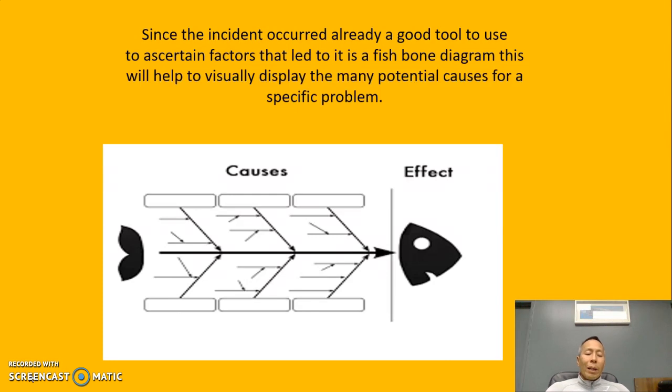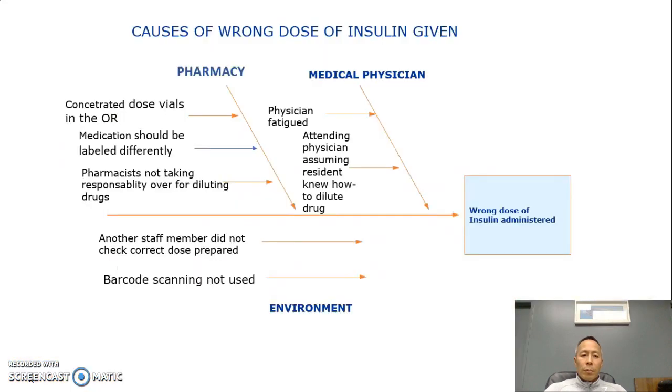Since the incident already occurred, a good tool to use to ascertain the factors that led to it is a fishbone diagram. This will help to visually display the many potential causes for a specific problem. This is the fishbone I made for the causes of the wrong dose of insulin given. There are several causative factors.